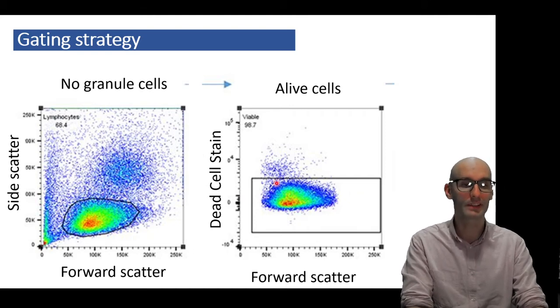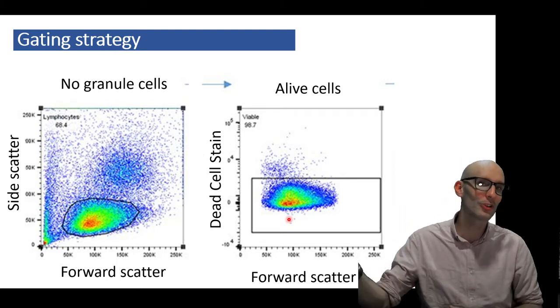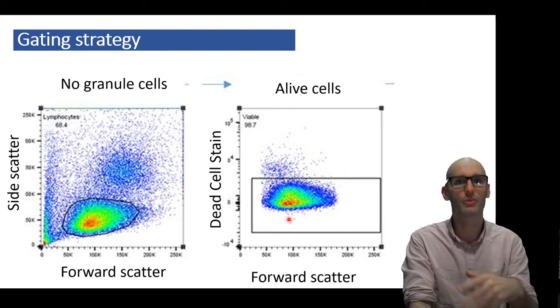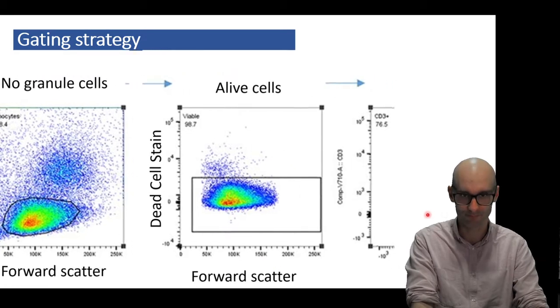It also tells us if something's gone wrong in the process. Say we had 50% dead blood cells. Something has gone wrong. Did the blood sit too long on the shelf? Was there an error in the way they took the blood? Was there an error in the staining? So this is sort of a quality control as well.